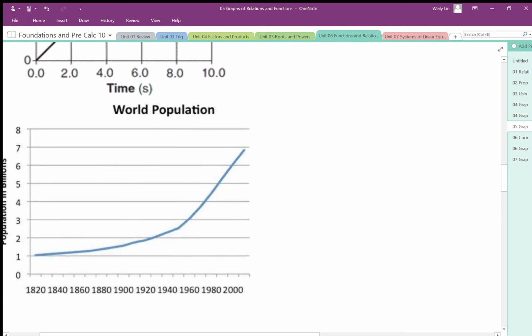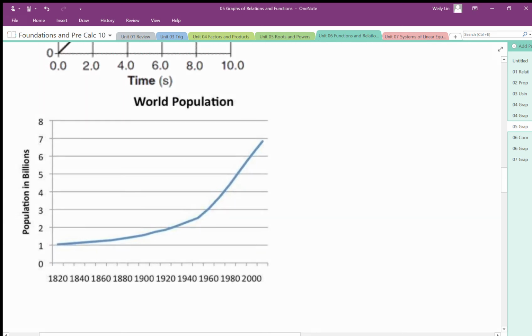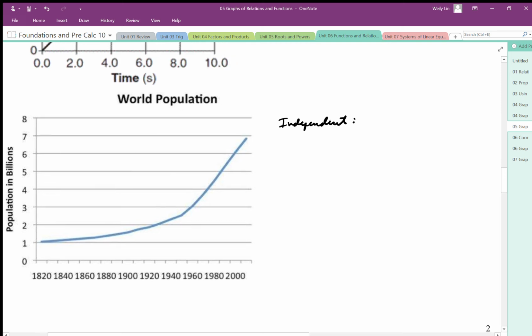So here we're going to have our world population. Our independent variable is along the x, so it looks like it's the year, and our dependent variable looks like it's the population.